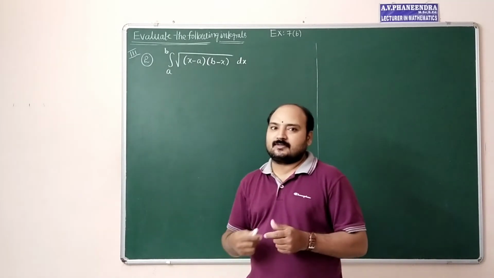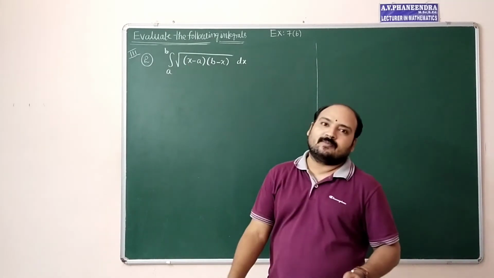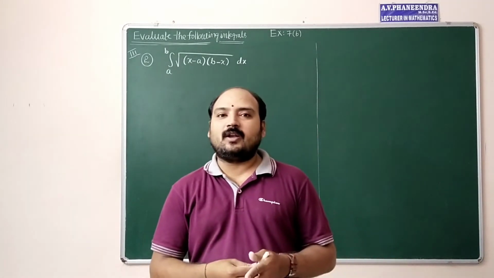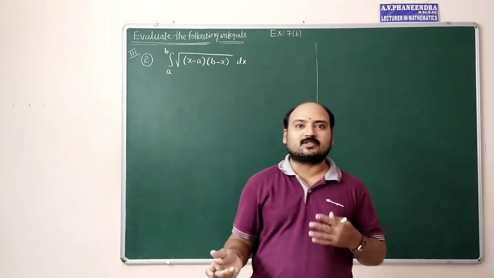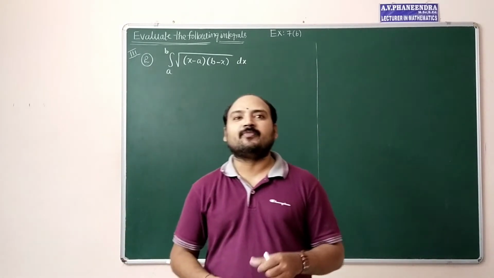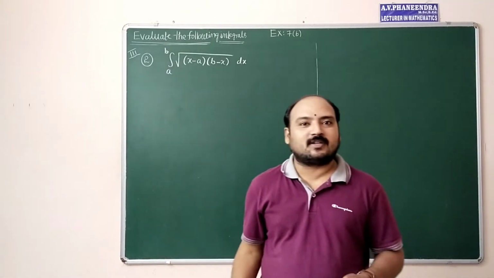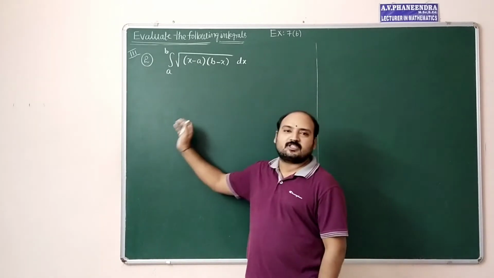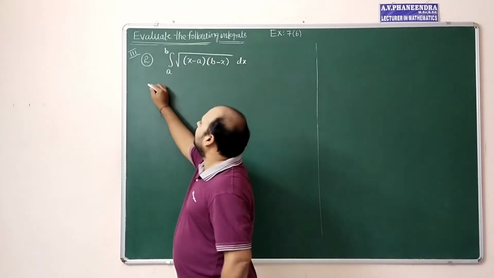The second method is directly taking x minus a into b minus x, making a quadratic expression and writing it in the form of root of a square minus x square, or x square minus a square, or x square plus a square form, and then applying the respective formula and getting the answer. That is the second method. Now I am doing that question by the first method, the substitution.